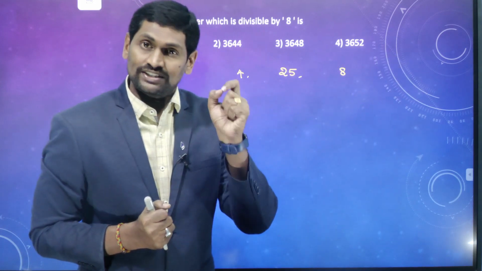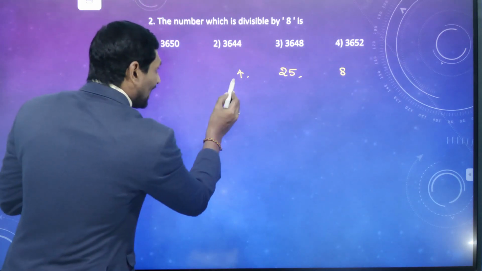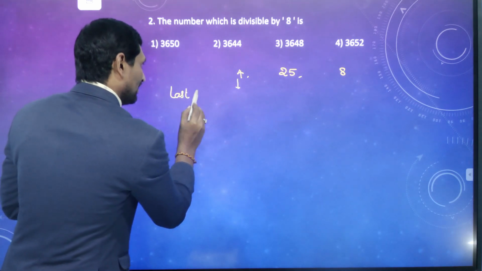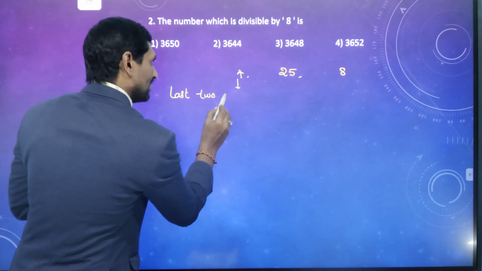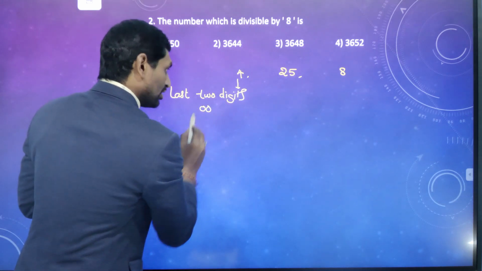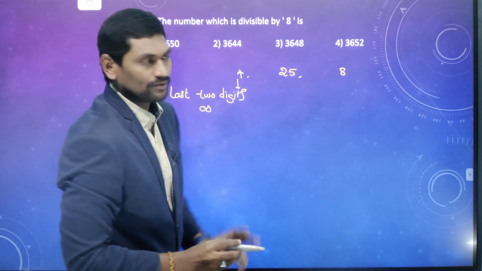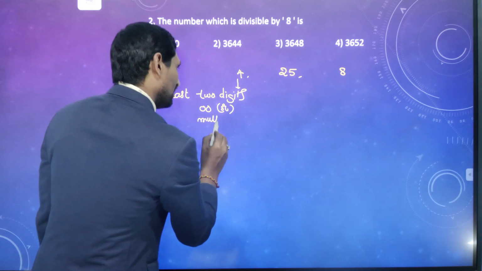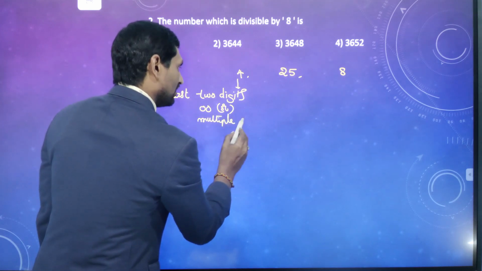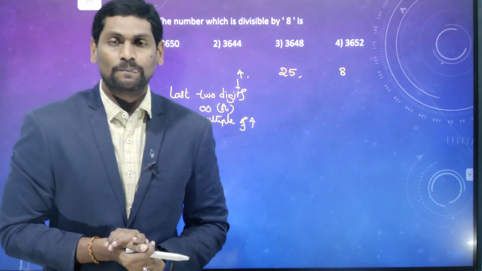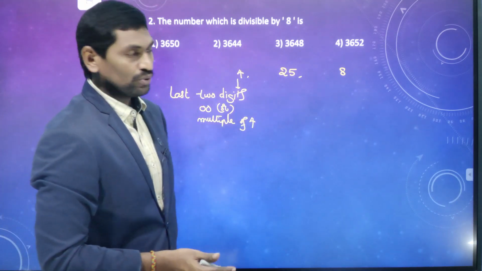For rule number 4, just now we discussed that if the last 2 digits of a number are either zeros or a multiple of 4, or divisible by 4, then the entire number is exactly divisible by 4. Now coming to rule number 25.